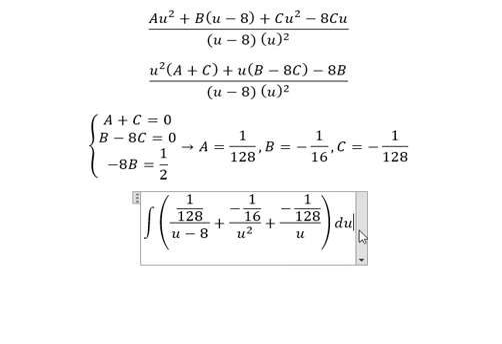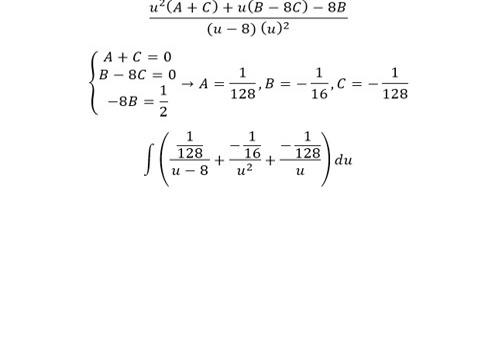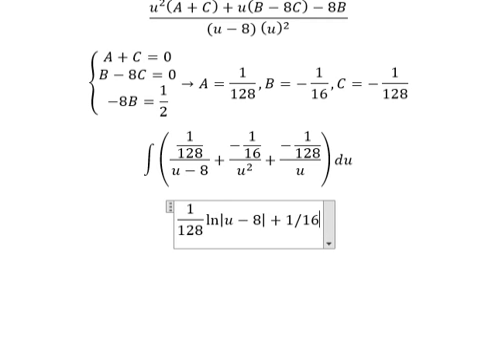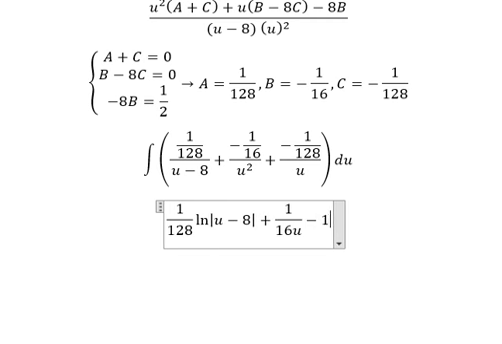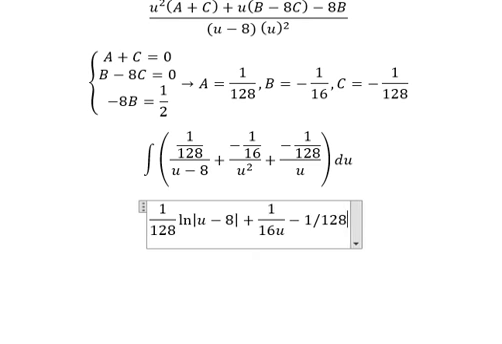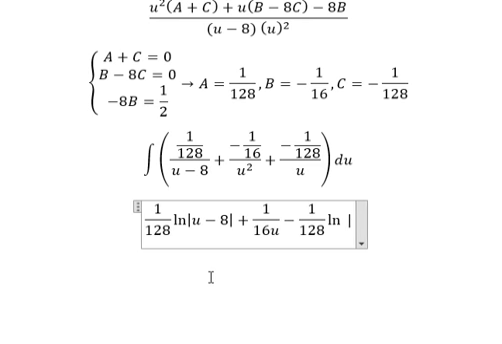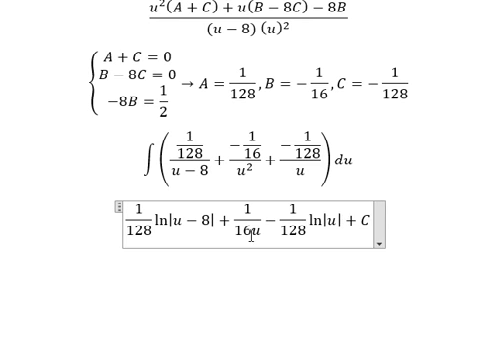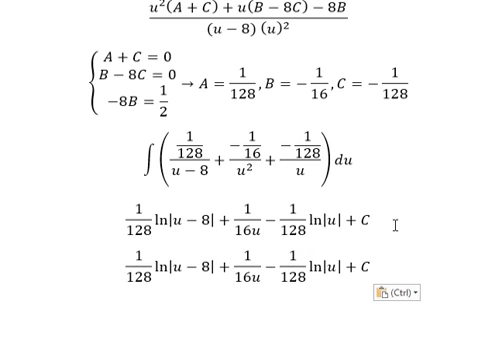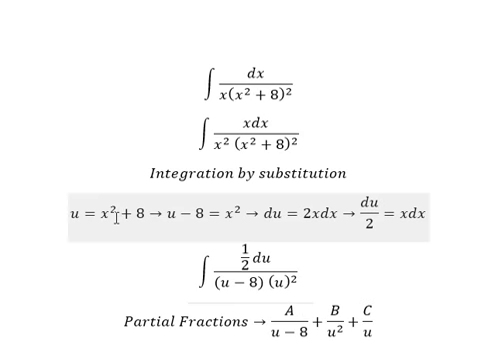And now we can get the final answer. This one is about 1 over 128 ln of the absolute value of u minus a. This one is about 1 over 16u. This one is about negative 1 over 128 ln of the absolute value of u. And we put about c. About u, that is about this one.